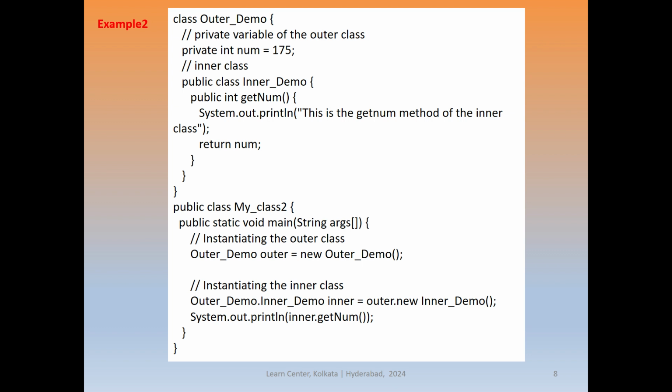After that, within my main class, I am creating the object of the outer class, and I'm creating the object of the inner class. The syntax may be new to you. See, in the lower part of the program, I have written Outer_Demo.Inner_Demo, and after that I am creating the object. In this way, I am creating the inner class object, and within System.out.println, I am calling the method of the inner class, getNum.